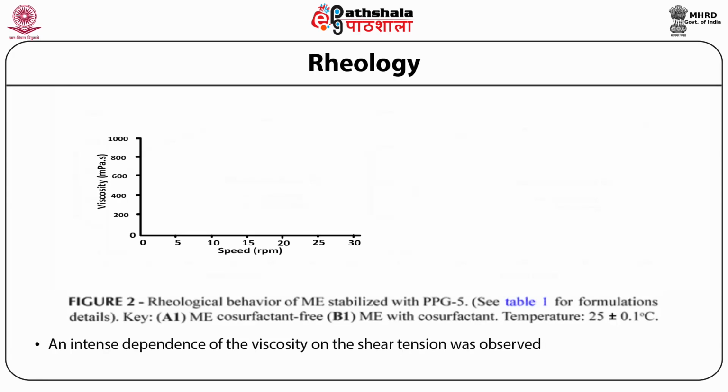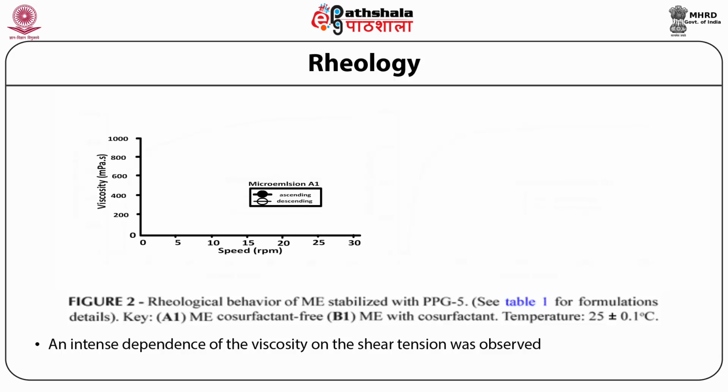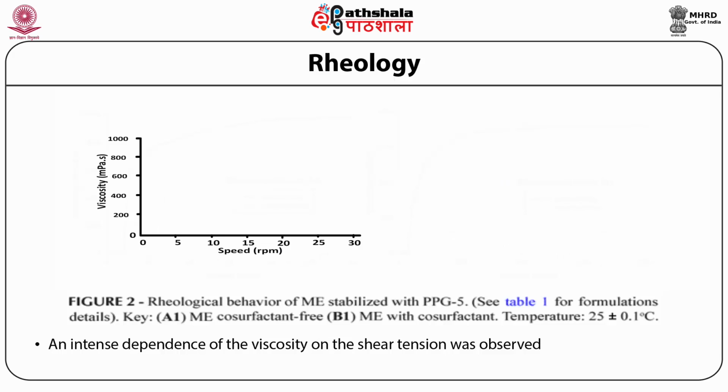These are the images which are taken from research papers. They indicate a correlation between viscosity and speed. An intense dependence of viscosity on the shear tension was clearly visible from these plots, and it was evident that the composition of a microemulsion will definitely affect the rheological property of a microemulsion.